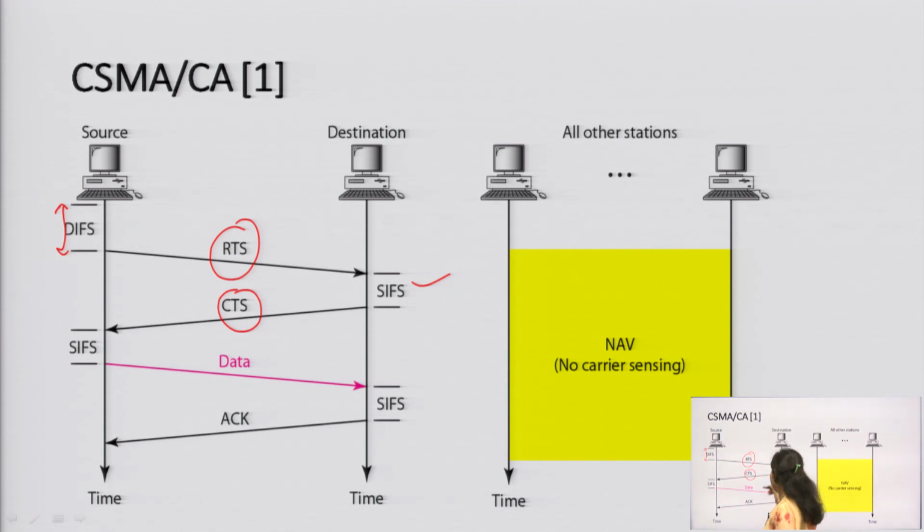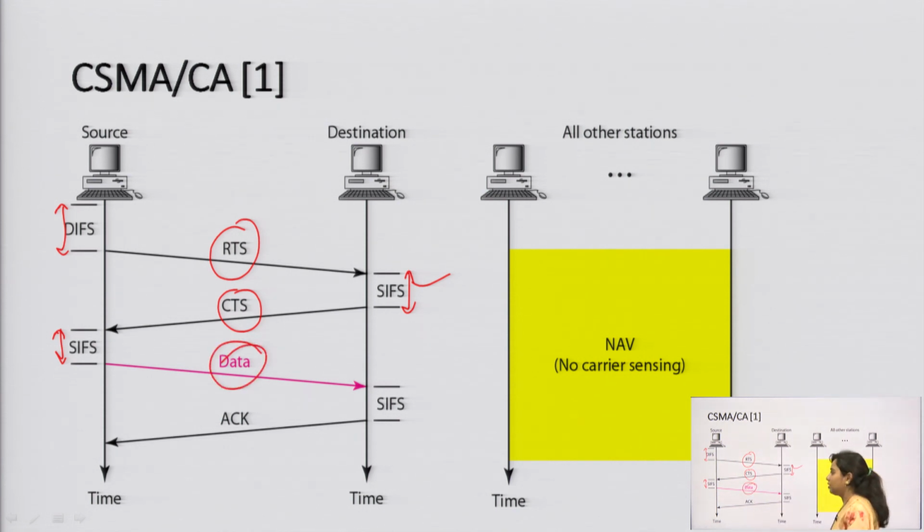Then after this SIFS waiting time, it will send the clear to send command to the source again. Then, after waiting again for the SIFS time, it will send the actual data that has to be transmitted once the connection has been set up between the transmitter and the receiver. Then, after waiting again for the SIFS time, it will send the acknowledgement.